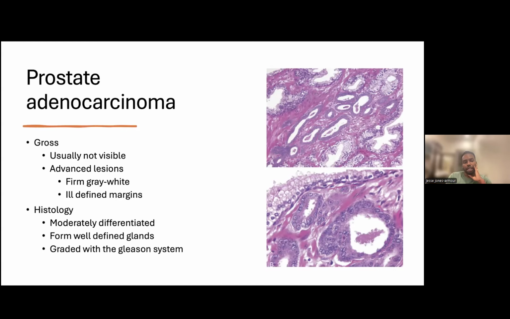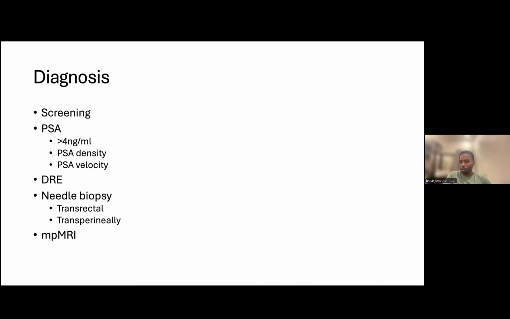Now, prostate cancer adenocarcinoma grossly is usually not visible, as most are picked up on screening when they're relatively early. However, when they do become large and advanced, you have firm gray-white lesions with irregular margins. Now, the histology really depends on how far along you are. The moderately differentiated or well differentiated tumors form the Gleason system, which we're going to come to just now, so we'll brush over that for now.